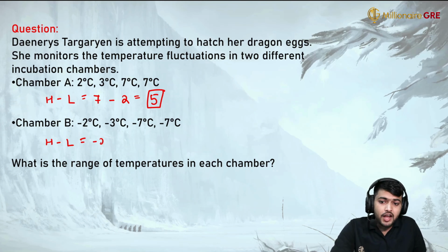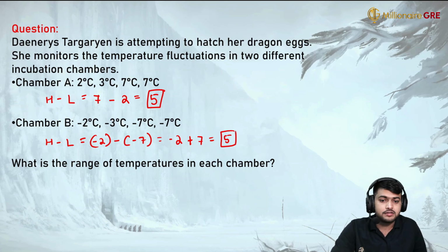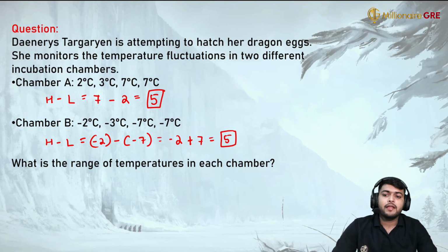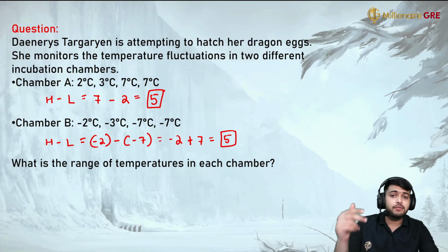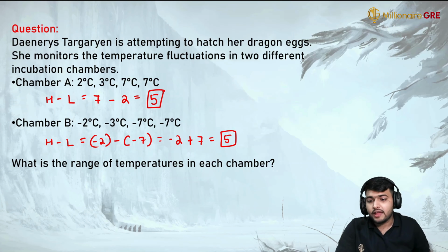Here the maximum value is minus 2, not minus 7. And the minimum value is minus 7. Minus 2 plus 7 gives you 5 as the answer. The range in both the cases is 5. From these two operations, we realize something very important about range, and that is that range is always non-negative.